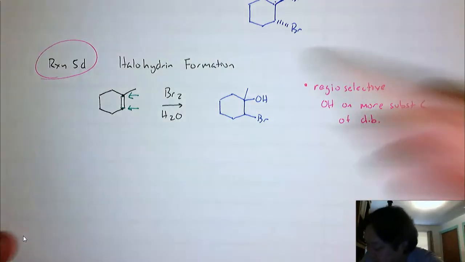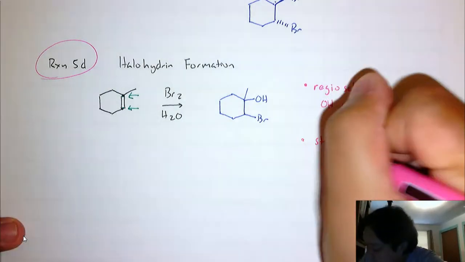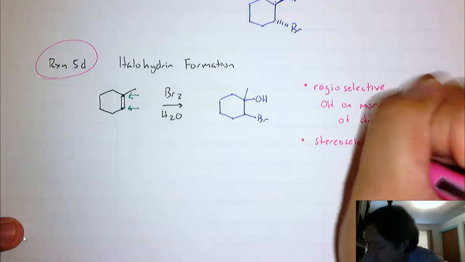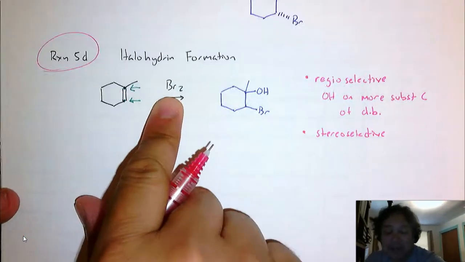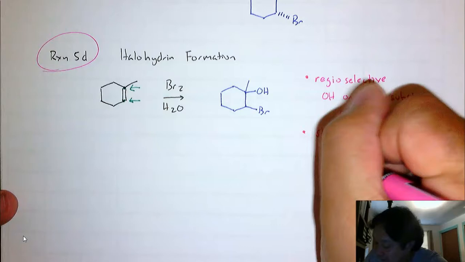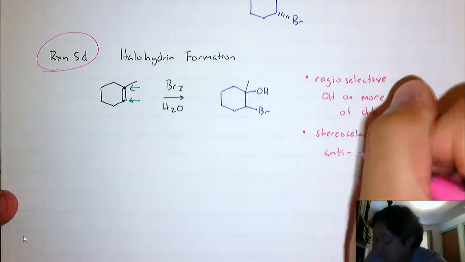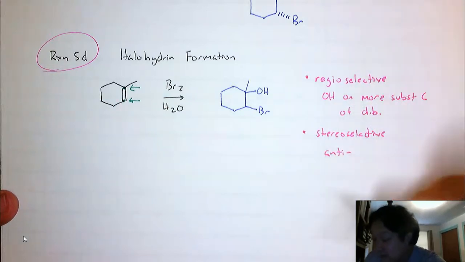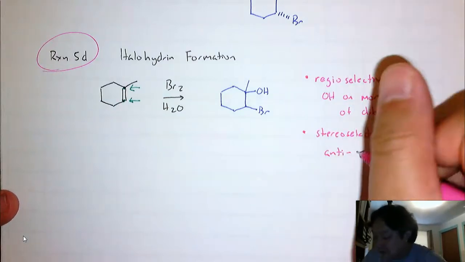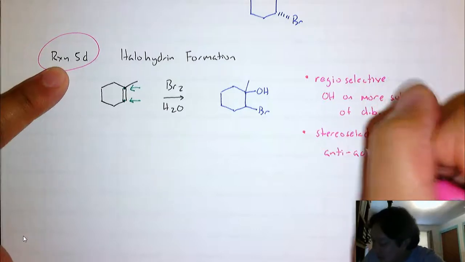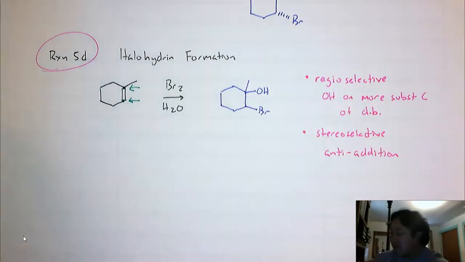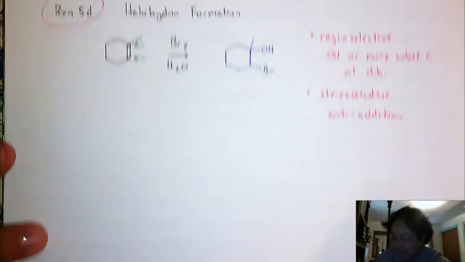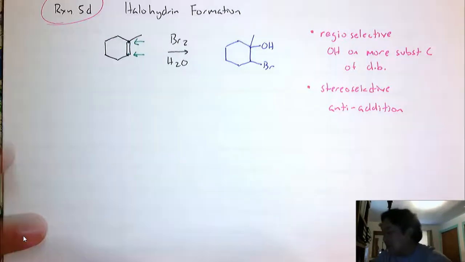That's regioselectivity. Stereo. We have a Br2 here. I think we're going to do anti-addition again, because it's very similar. It starts out identically to our 5C reaction. And we're going to have that triangle, that triangle with the bromine plus. Oh, by the way.